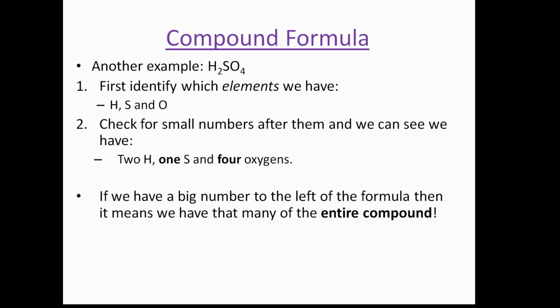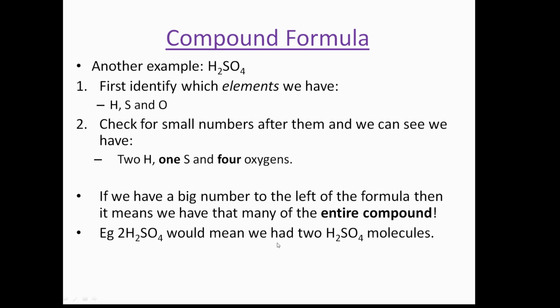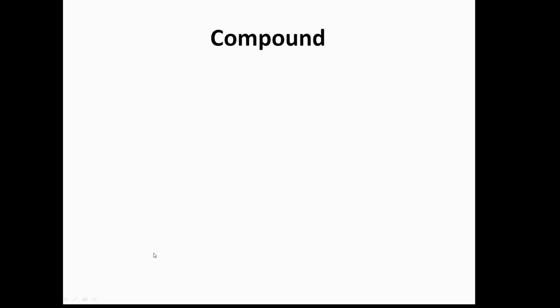Now, if you have a big number to the left of the formula, it means we're going to have that many of the entire compound. For example, if we had 2 H2SO4, we'd have 2 lots of this, so 2 times everything that's inside it. So for the 2 H2SO4, we'd have 2 times 2 hydrogens, 4 hydrogens, 2 times 1 sulfur, 2 sulfurs, and 2 times 4 oxygens, 8 oxygens. If we had 7 H2O, that would mean we have 7 H2O molecules. So we'd have 7 times 2 hydrogens, which is 14, and 7 times 1 oxygen, 7 oxygens.